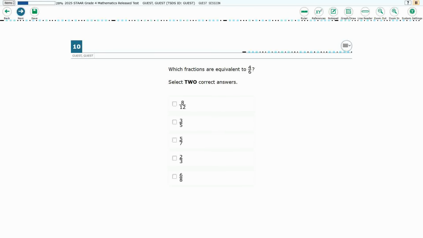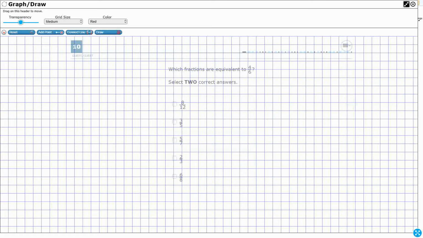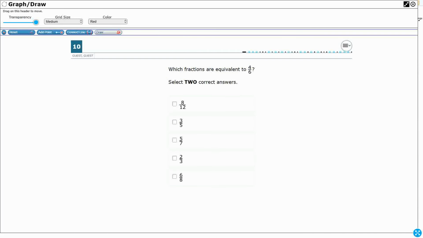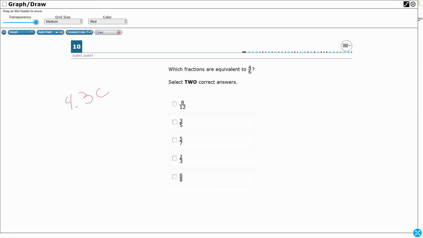For number 10, we are looking at equivalent fractions. This is 4.3c, and we need to find fractions equivalent to 4/6. In third grade, we really spend time on focusing using representations to generate equivalent fractions. In fourth grade, it's just the algorithm. Well, what can I do with 4/6? Well, if they're both even, you can always divide by 2. So let's divide by 2. Now, when we divide top and bottom by 2, remember 2 over 2 is 1.